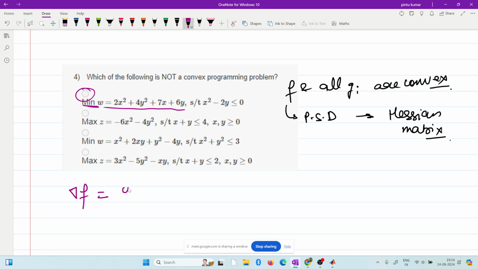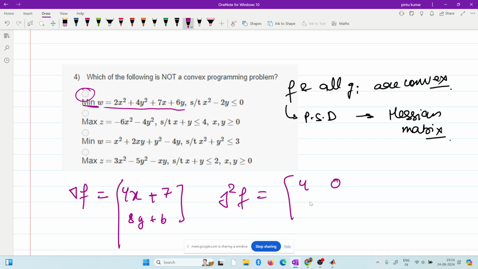The gradient over here is 4x plus 7, right? And the second term would be 8y plus 6, right? And hence the Hessian would be 4, 0, 0, 6.